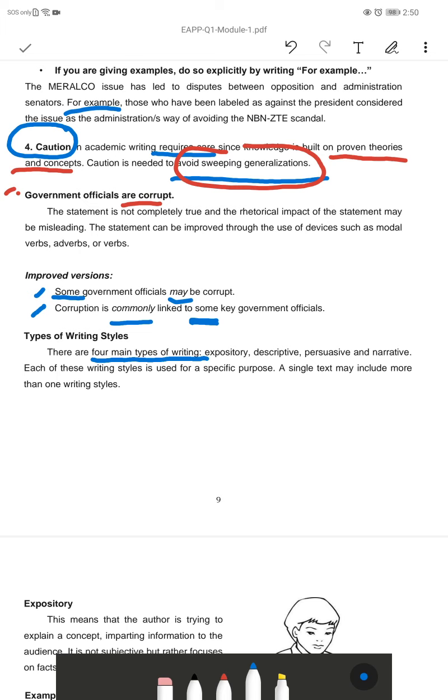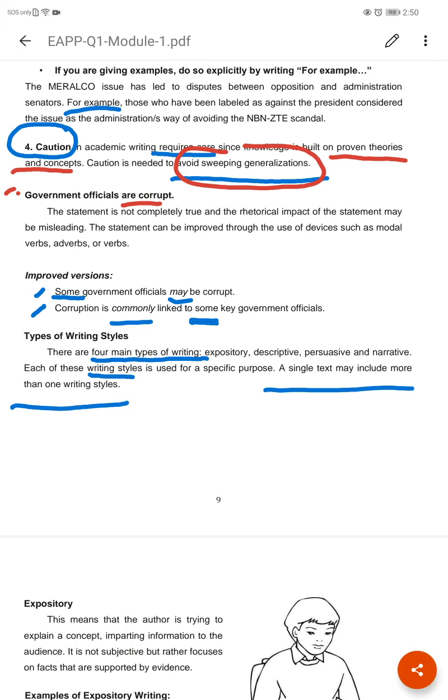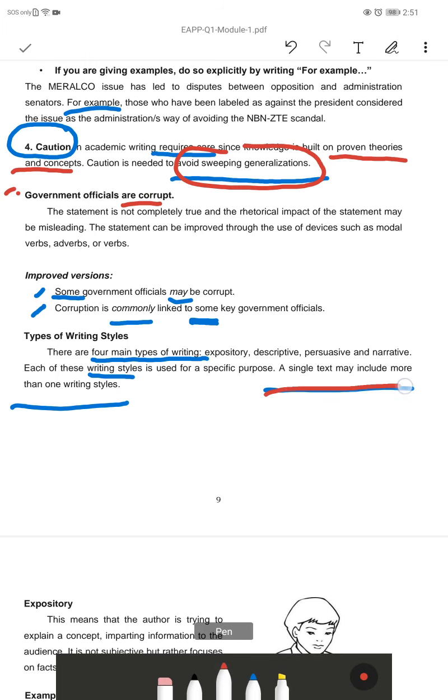All of these are very easy to understand, guys. Each of these writing styles is used for a specific purpose. A single text may include more than one writing style. It simply means, guys, that when you're writing an academic text, you may use only one of these. You may use expository alone, descriptive alone, persuasive alone, or narrative alone, or you can include more than one writing style.